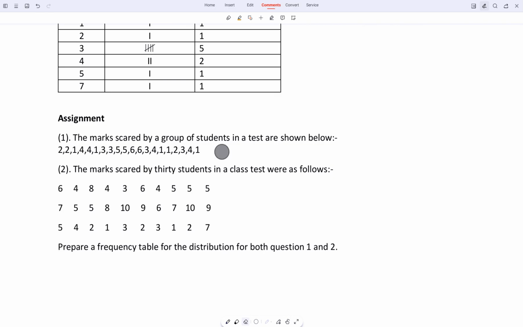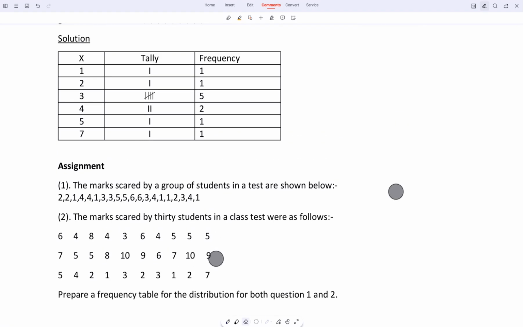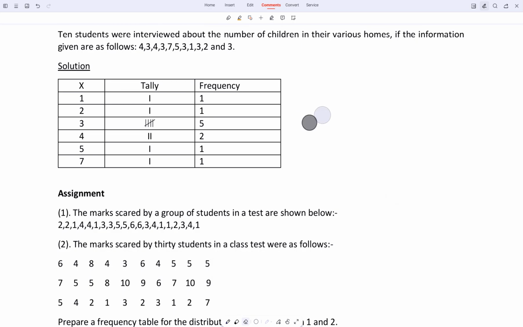Assignment number 1 and assignment number 2. You have to prepare a frequency distribution table, and then for these two, you should also find their relative frequency. Don't forget that the relative frequency should add up to 1. Also for this classwork, find the relative frequency.